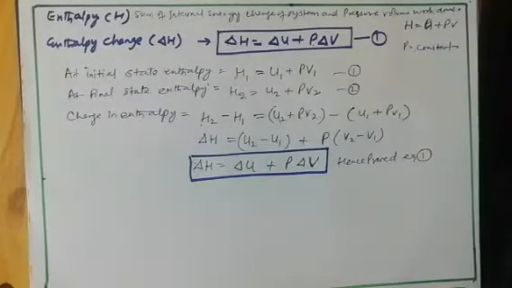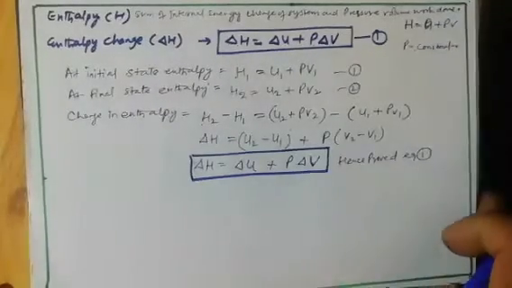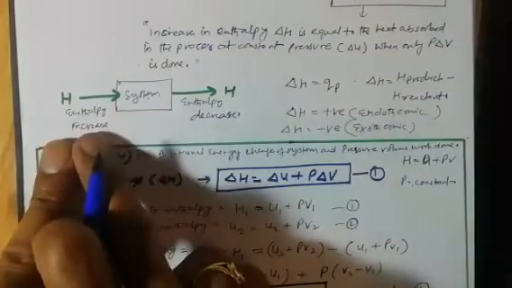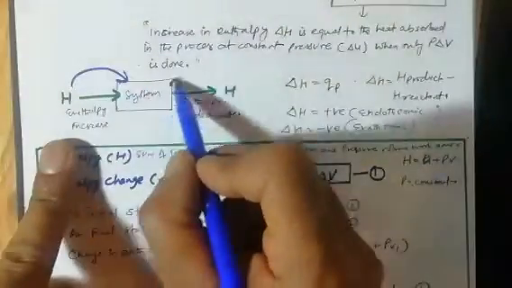And the enthalpy change of a system is equal to the heat absorbed or evolved by the system. Enthalpy change is such that the heat is either absorbed by the system or evolved by the system.